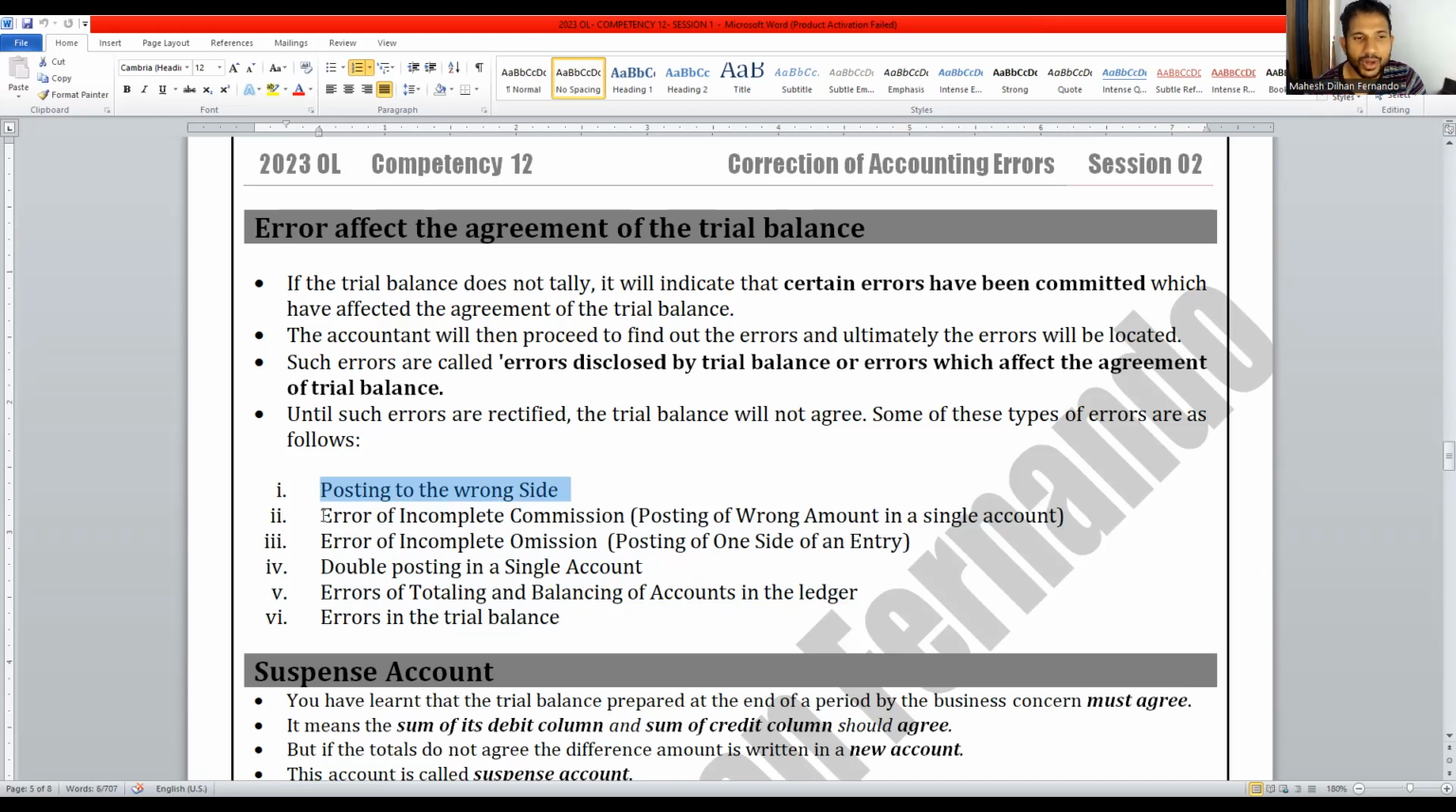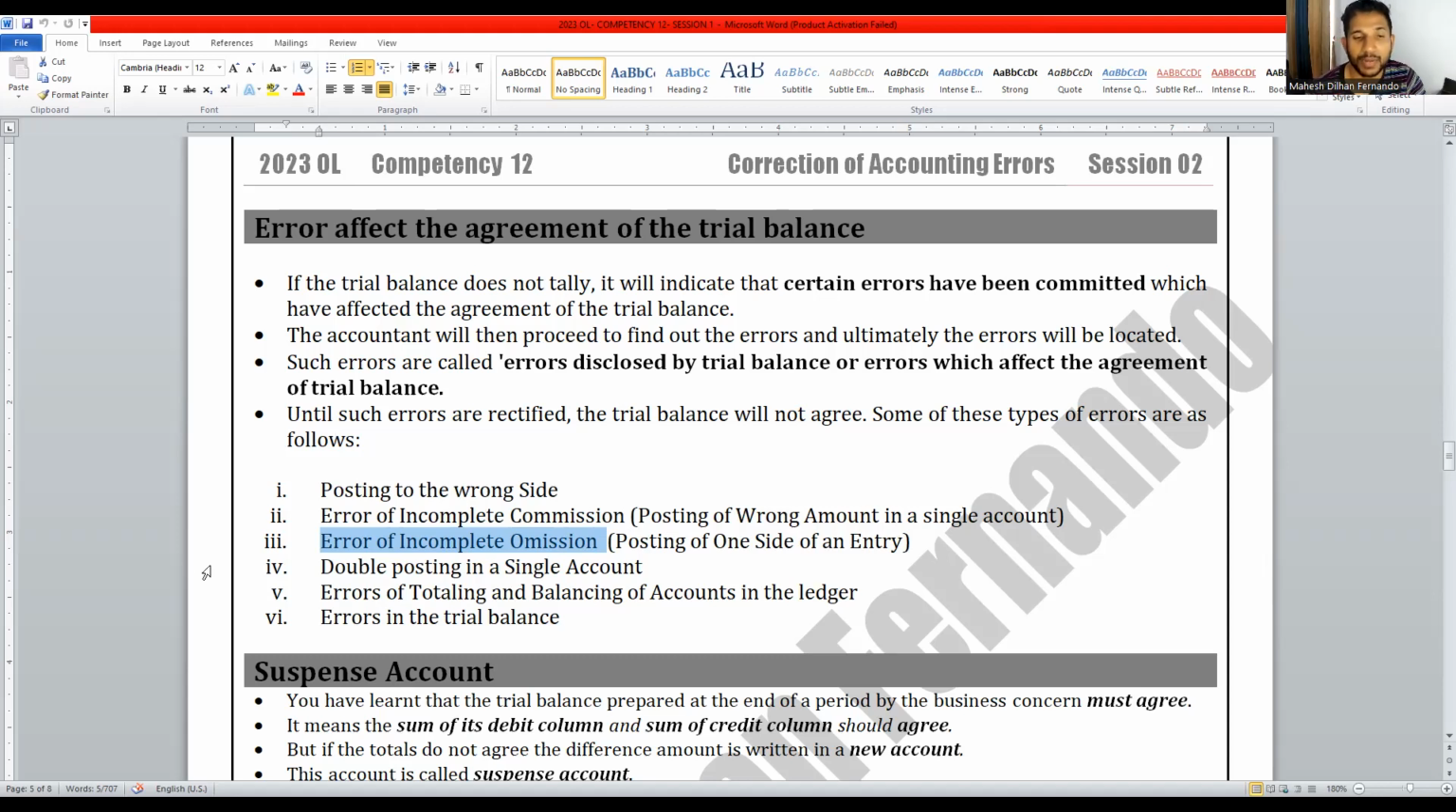Second is error of incomplete commission or posting of wrong amount in a single account. Third one, error of incomplete omission, that is, posting of one side of an entry, but we don't record the other entry. For instance, let's say the debit entry is there in the ledger, but not the credit entry. In the previous one, we have recorded both the values, but one value is correct, the other is incorrect.